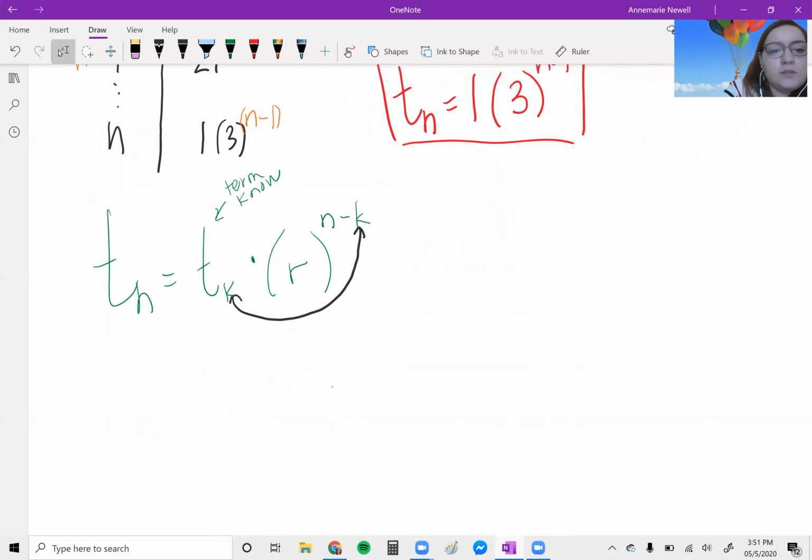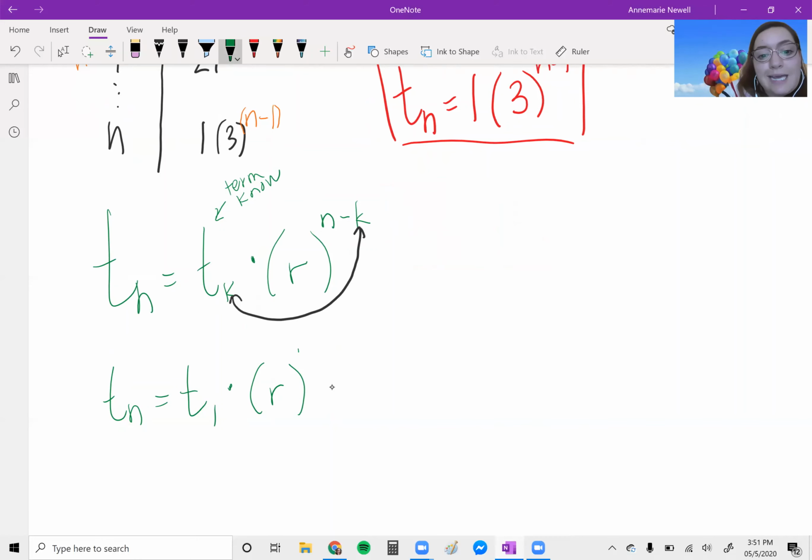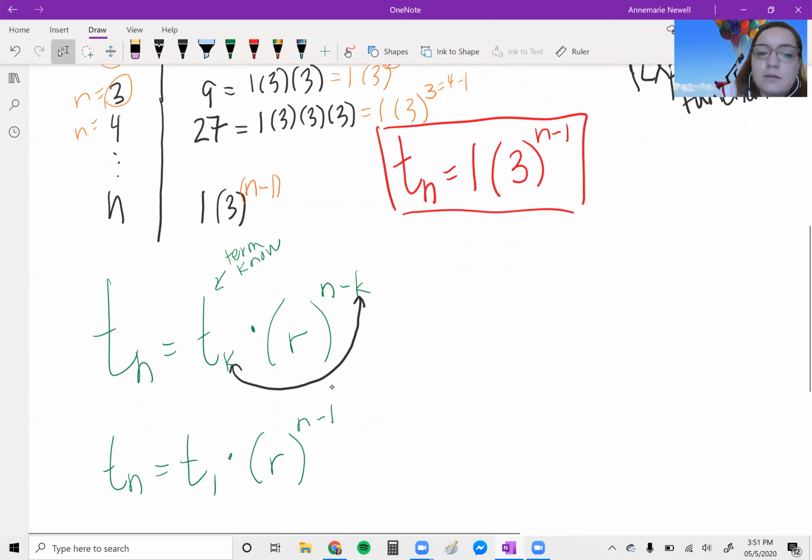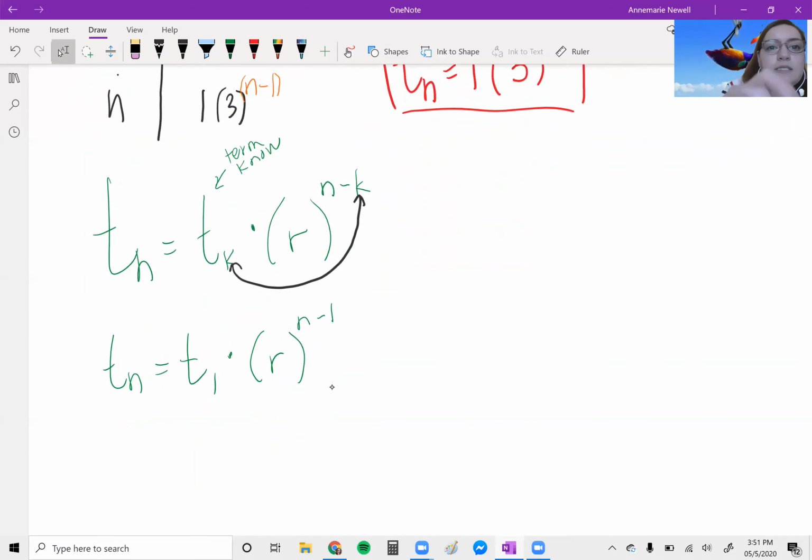If I want to use the first term, that's T sub n equals T sub 1, the first term, times my ratio raised to the n minus first power. And that's what we used in the red one, okay? This is probably going to be the most common one that you use. You more frequently use the first term, okay?